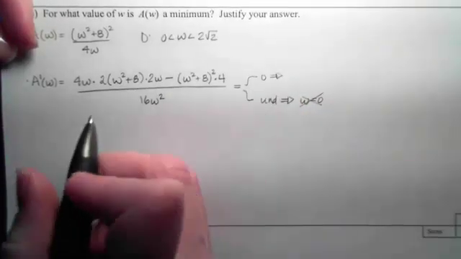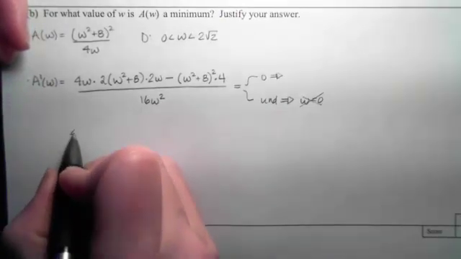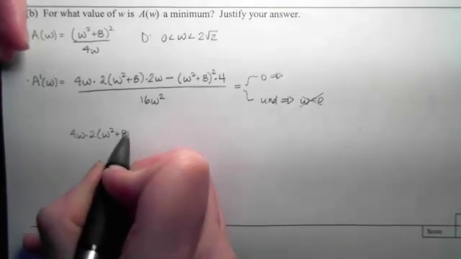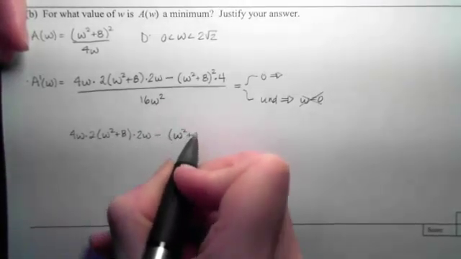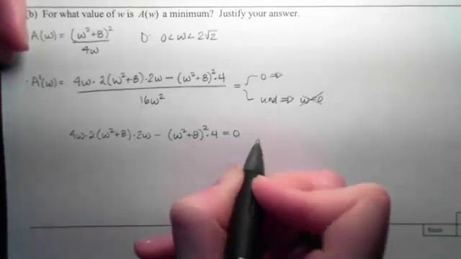So we're going to write down that top only and kind of ignore the bottom since we've already dealt with it. I have 4w times 2 times (w squared plus 8) times 2w, minus (w squared plus 8) quantity squared times 4. I need that to equal 0.